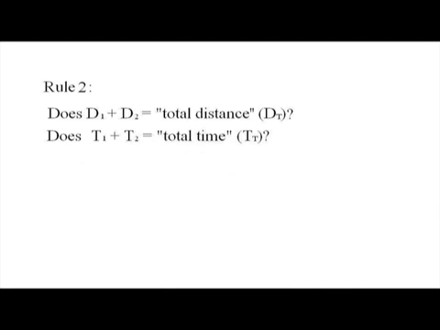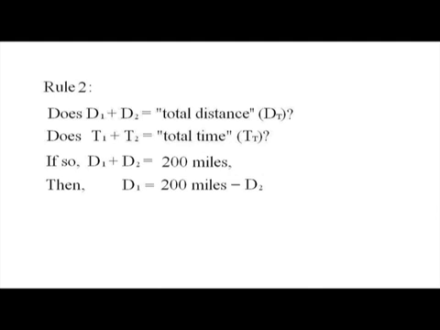Rule number 2. Does d1 plus d2 equal the total distance? Or does t1 plus t2 equal the total time? If so, let's say that we know that the total distance is 200 miles. Therefore, d1 plus d2 equals 200 miles. Then subtract d2 from both sides of the equation. And that will leave us with d1 equals 200 miles minus d2.